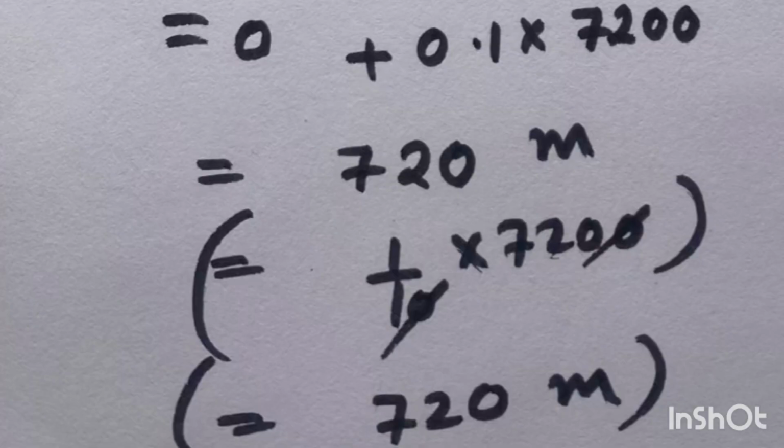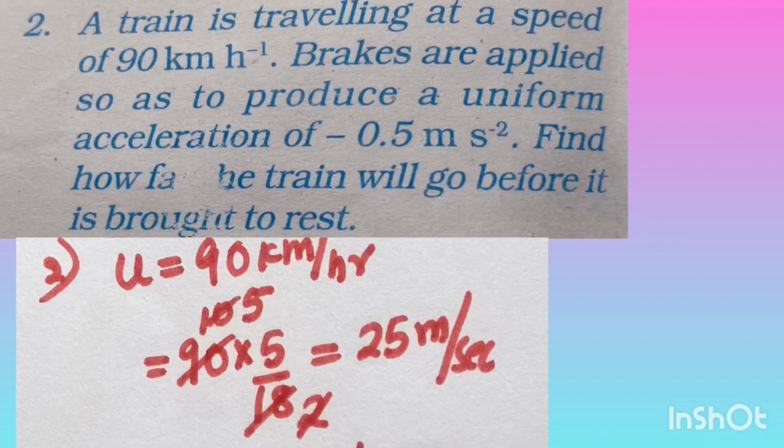So we are left with 720 meters. Question number 2. A train is traveling at a speed of 90 kilometers per hour. Brakes are applied so as to produce a uniform acceleration of 0.5 meter per second square. Find how far the train will go before it is brought to rest.